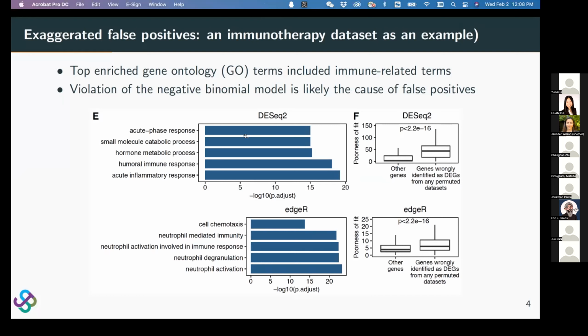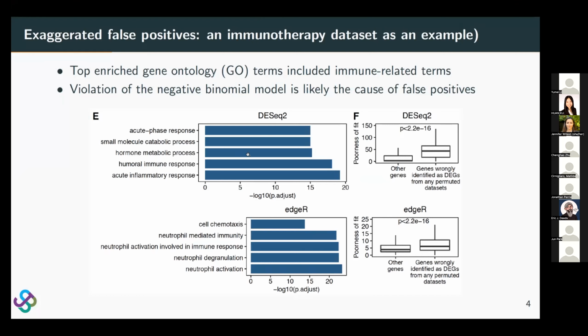This discovery was very surprising to me, and I was very curious why DESeq2 and edgeR have so many false positives. Our hypothesis was that the exaggerated false positives may come from the violation of the model assumptions. As we know, both DESeq2 and edgeR assume negative binomial distribution. And if the negative binomial distribution assumption is violated, the p-value calculation of these methods may be problematic, so that the FDR cannot be controlled.